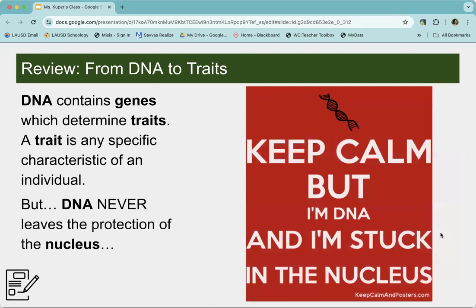But what if I told you DNA never leaves the protection of the nucleus? Imagine you get a new pair of shoes, for my sneakerheads out there. You buy these new shoes, you keep them in their box, you put them in the closet. As long as they stay in that box and in your closet, they retain their value for the most part. You can resell them at the same price or sometimes even higher than you paid for them.